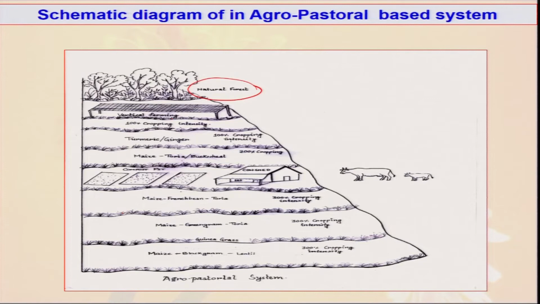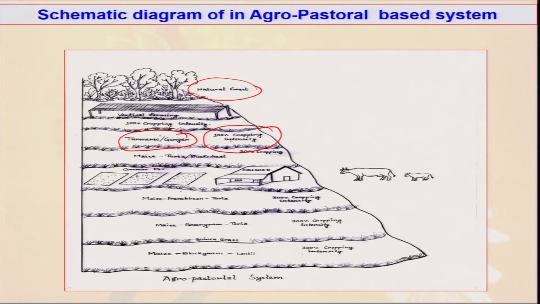After that, you see we have gone deeper, but we are not increasing cropping intensity. On the hilltop, it is very tough to take two or three crops. So we are promoting only one crop. This is 100% cropping intensity. And which type of crop? We are growing turmeric, ginger, this type of crop.